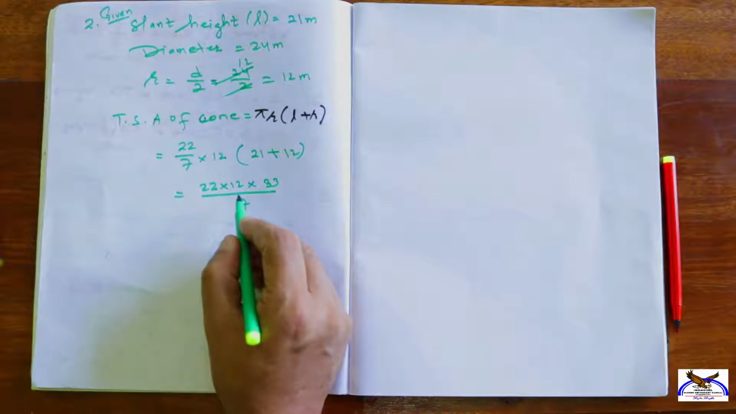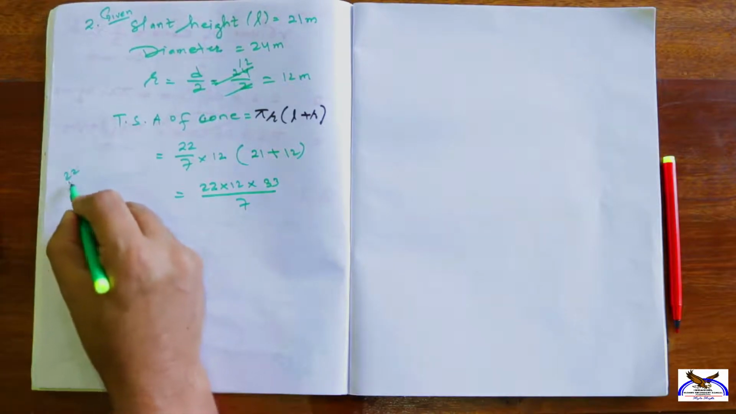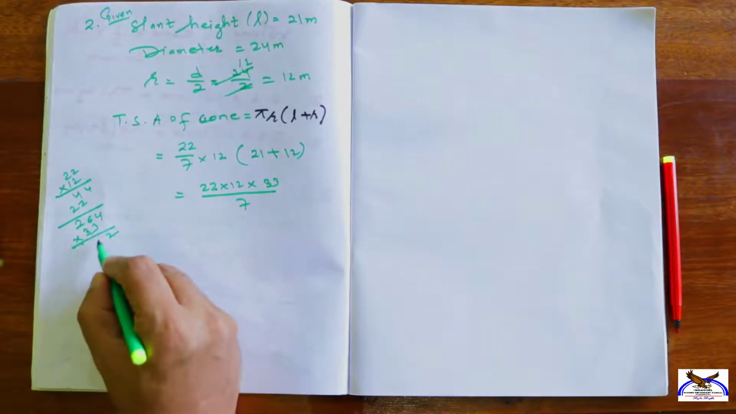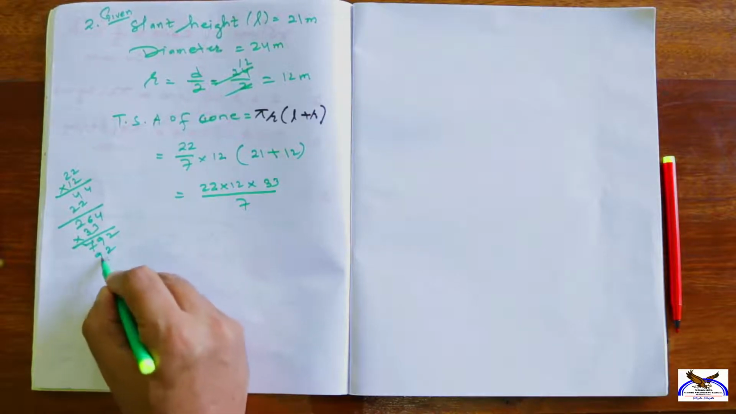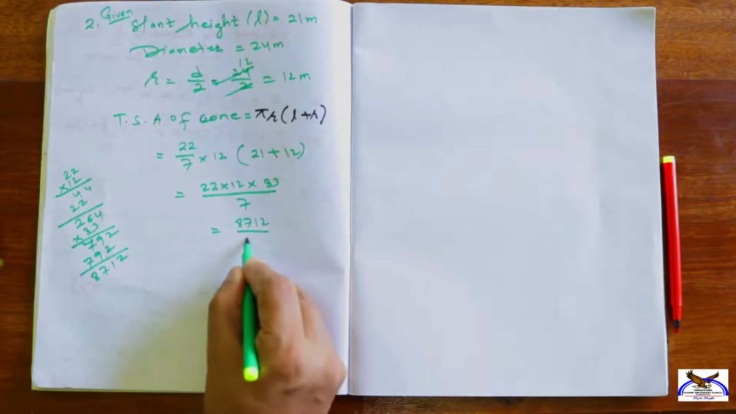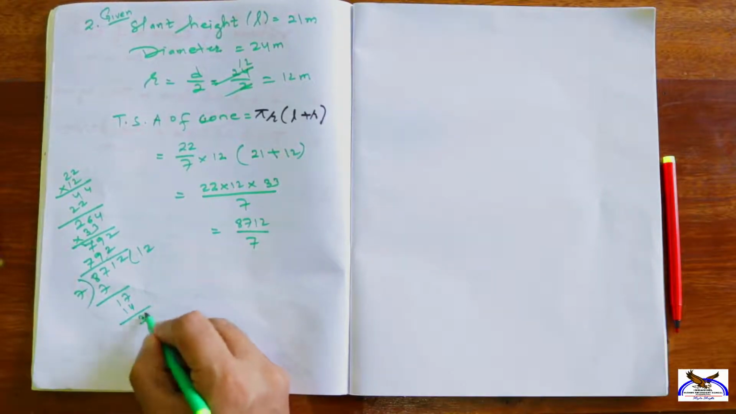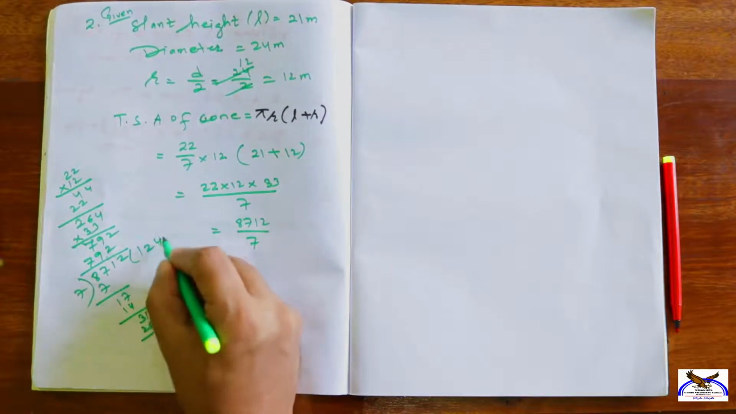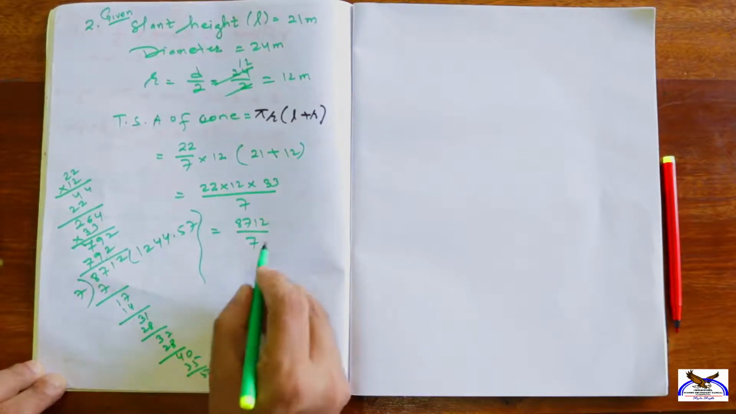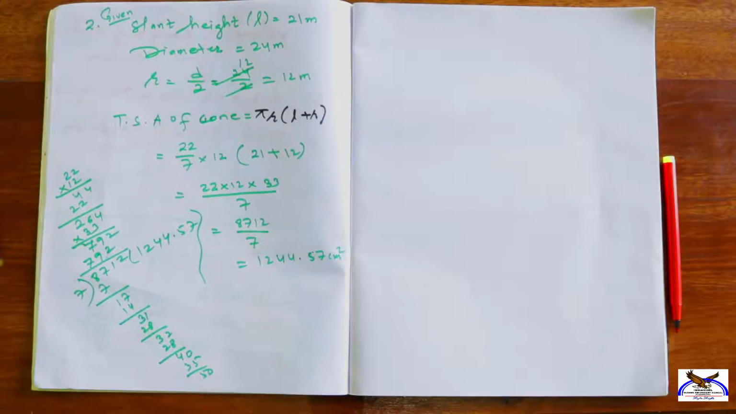So now you can divide. 12 into 22 is 264, into 33. Then divide by 7. So it is 1244.57 square meter. That is the total surface area of the cone.